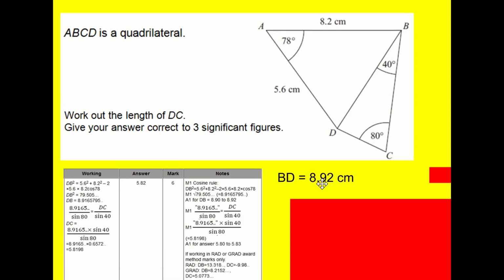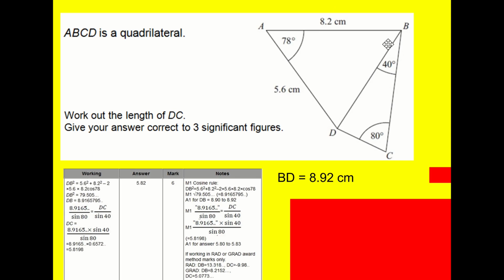Okay, the temporary step is that BD is 8.92 centimeters, and you get that by applying the cosine rule to the left-hand triangle, because you're missing this side, but you've got these two here. You can see in the mark scheme.